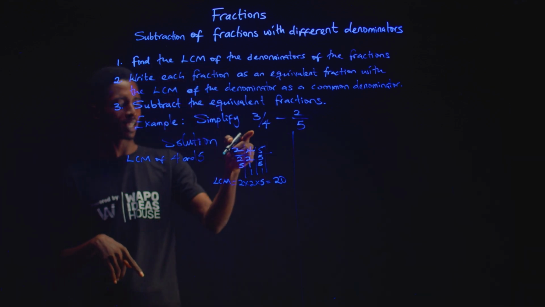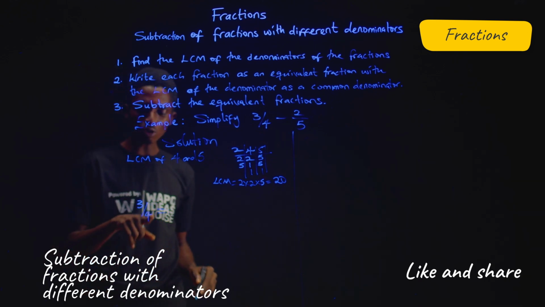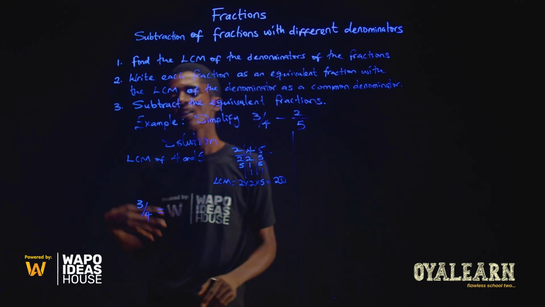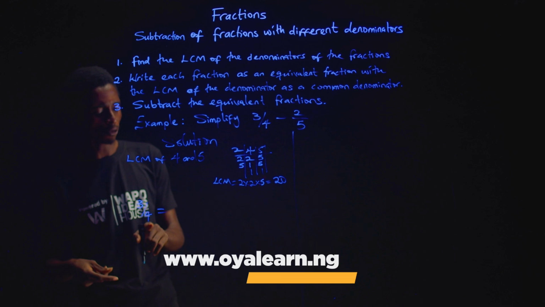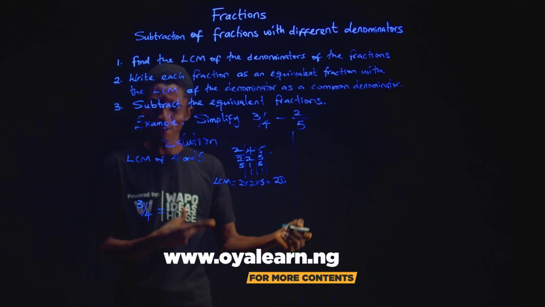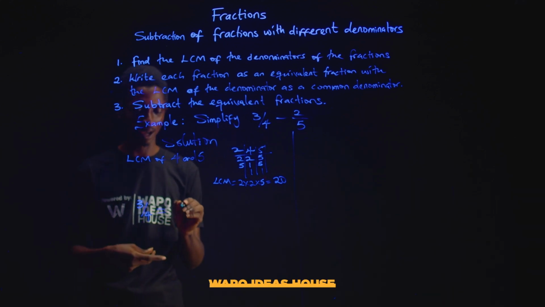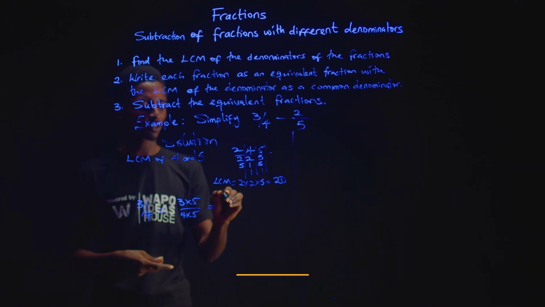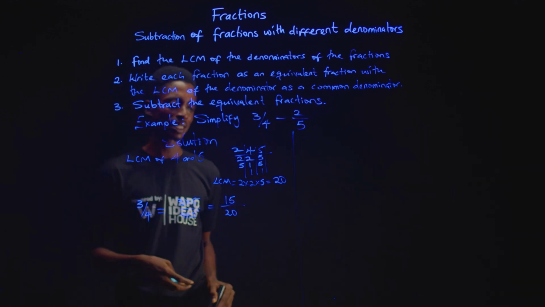So we have to rewrite first 3/4. Now, in order to write 3/4 in such a way that the denominator becomes 20, you multiply the numerator and denominator by the same number. And 4 times 5 gives us 20. So therefore, we multiply the numerator by 5 and denominator by 5. This becomes 3 times 5 over 4 times 5. And 3 times 5 will give us 15, while 4 times 5 will give us 20.